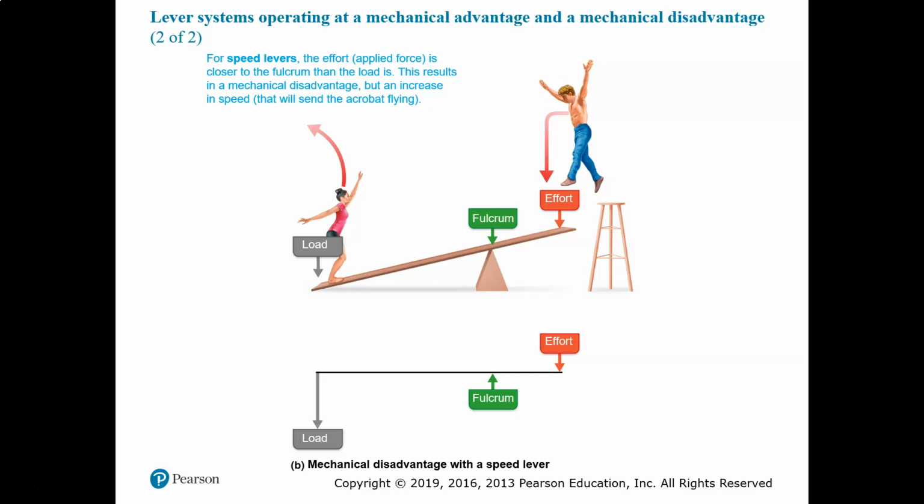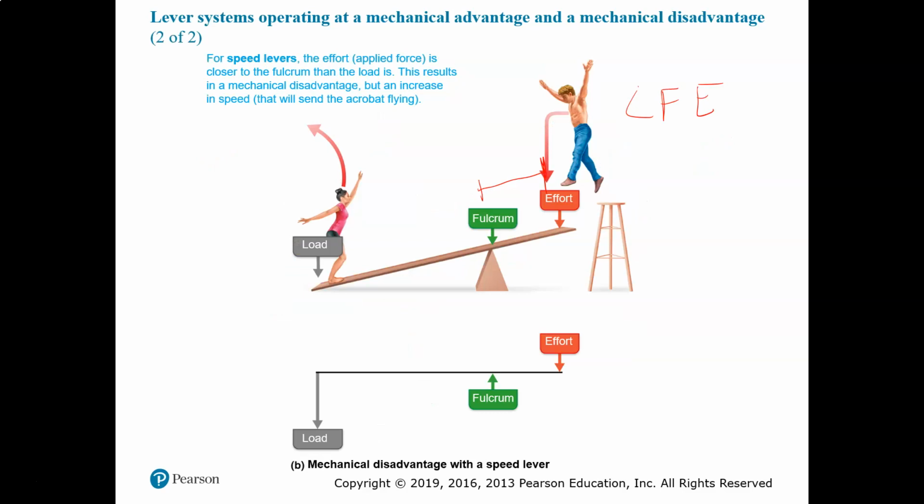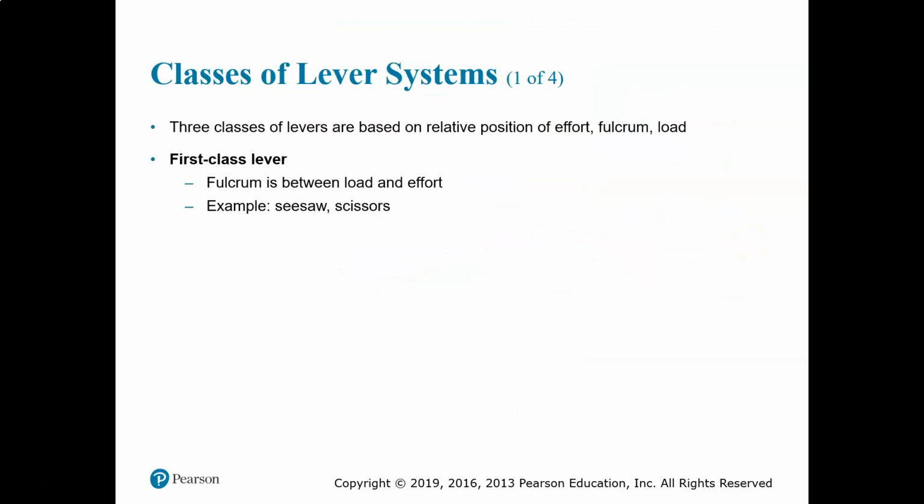Now, a speed lever is like a seesaw. Your fulcrum is in the middle, the distance from your fulcrum to your effort is short, and the distance from the fulcrum to the load is long. So this is going to be mechanical disadvantage, but it does give you speed. So this would be LFE. Same pattern, but the distances are what we're looking at. With the LFE pattern, when the distance between here and here is short, you have mechanical disadvantage. But when you have the LFE pattern and the distance between here and here is long, you have mechanical advantage or power.